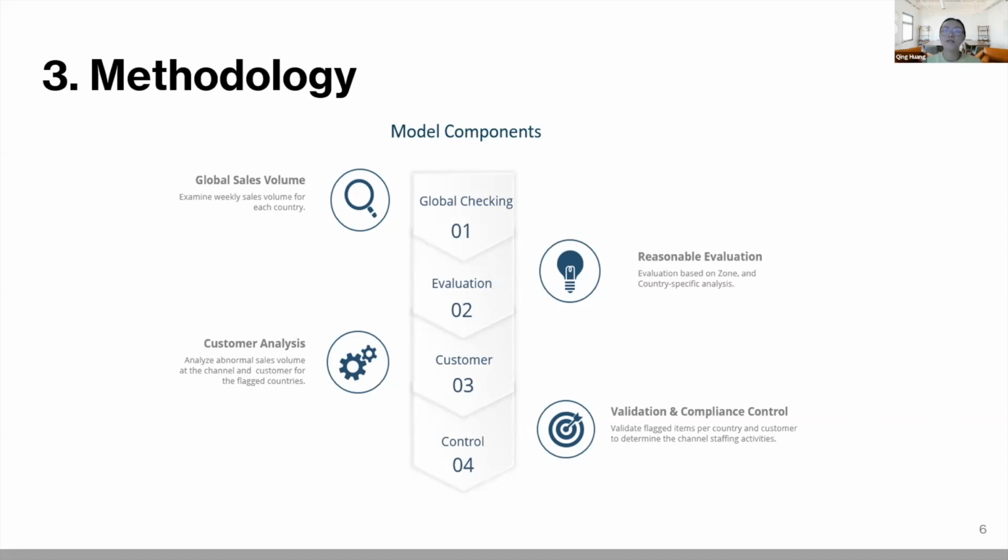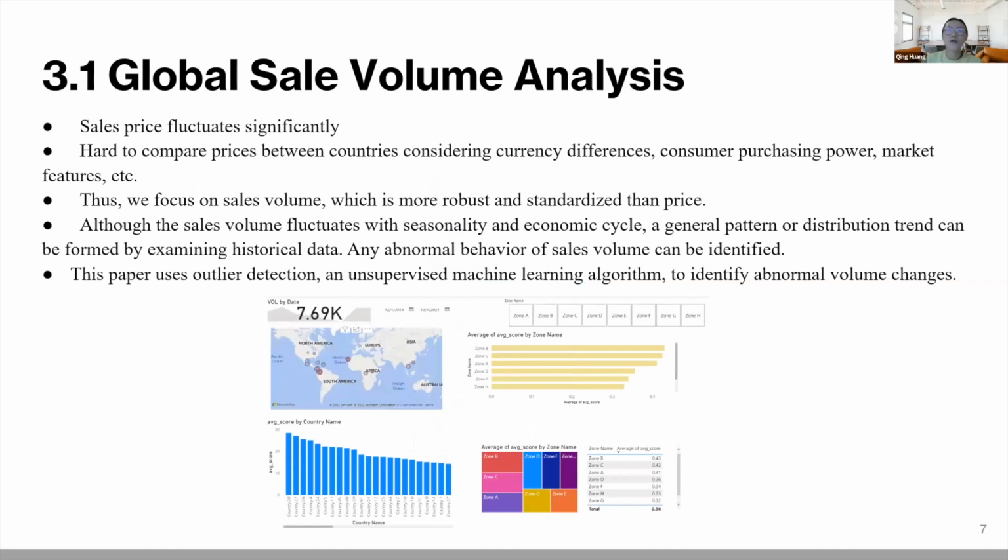And then for the third layer, we will focus on the customer level analysis, because all the fraud is employed by the customers. So we will have a detailed customer analysis. And the last layer is the validation. So here is an example of our implementation.